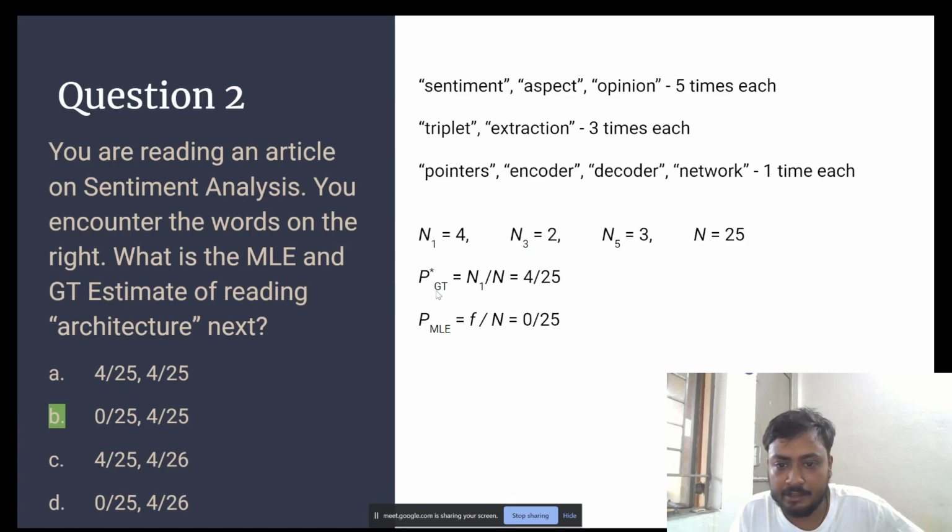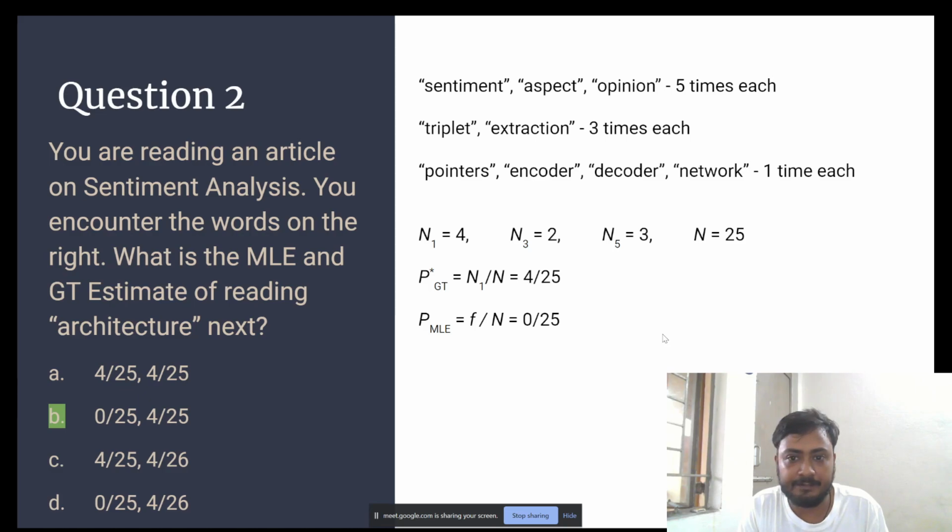And thus, P star GT is n1 by n, because this word "architecture" does not occur before this. So using the simple formula, this is n1 by n. If "architecture" had been seen before, then the probability would have been different. But since "architecture" is occurring the first time, it is simply n1 by n. So 4 by 25. And MLE, as I said, is the frequency of the word in the corpus you have seen so far. You have not seen "architecture" yet, so that is 0.